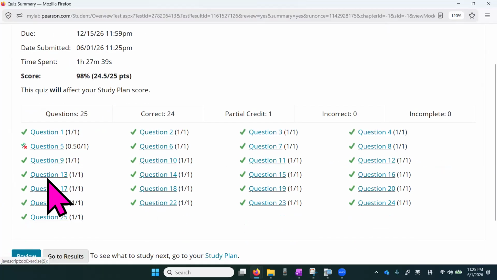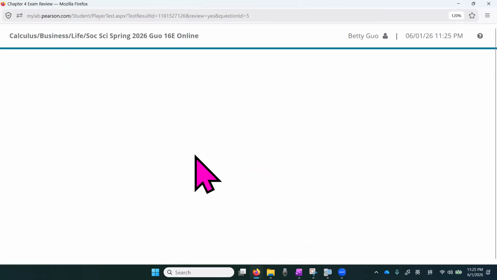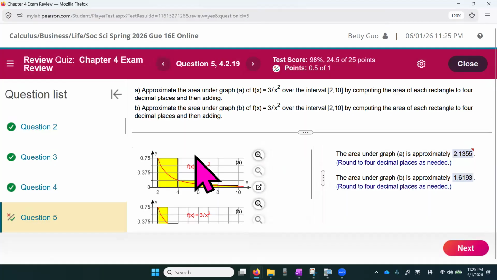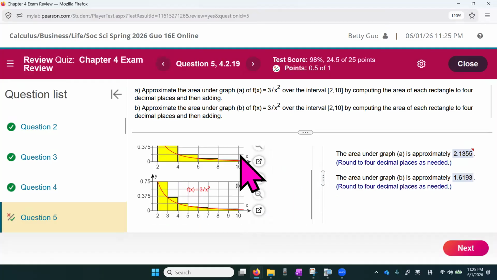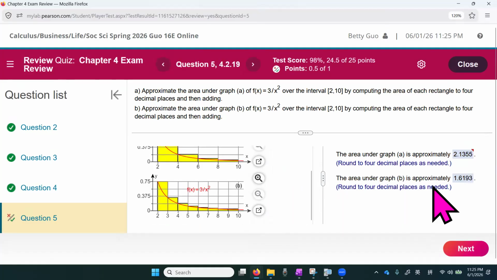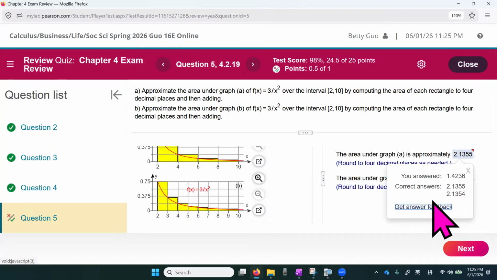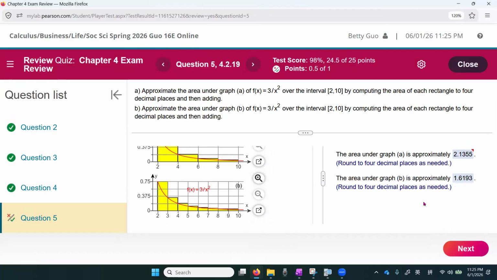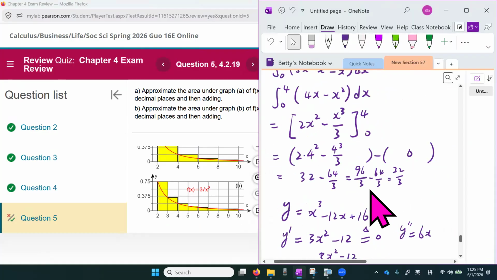Let's see, number 5. Mess up half question. This one: you answered, the first one is wrong, the second is correct. We can do it again. Okay, let's go back to my notes.